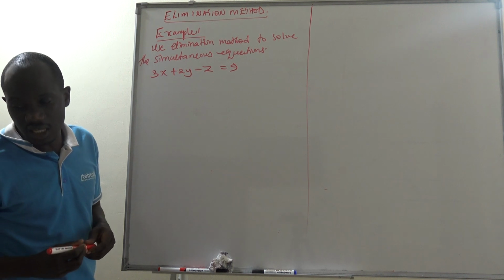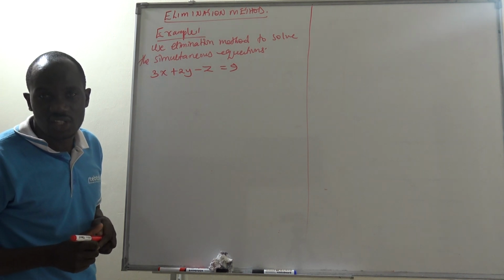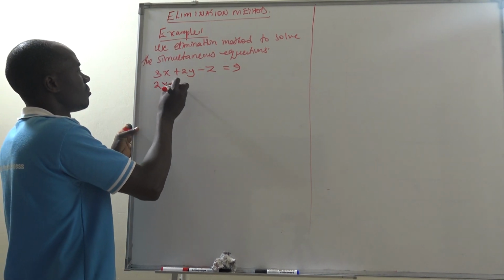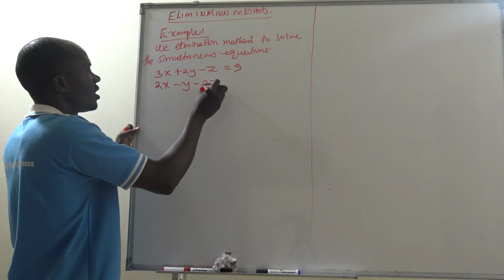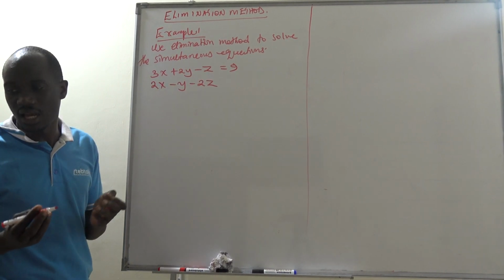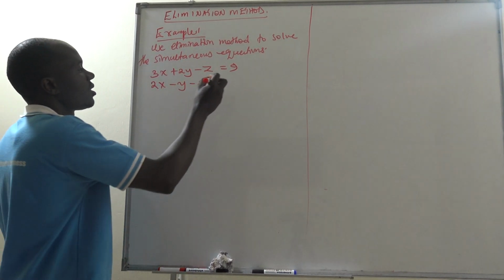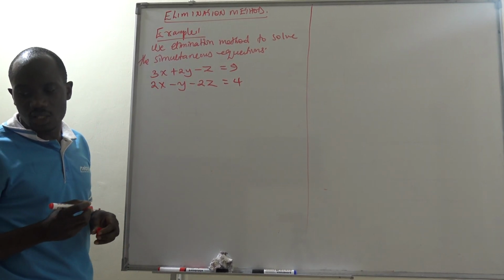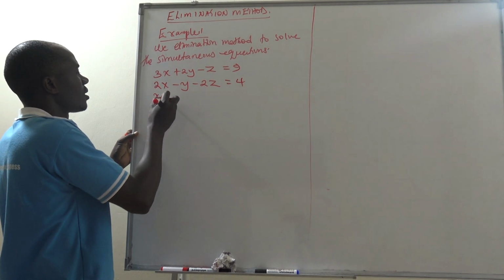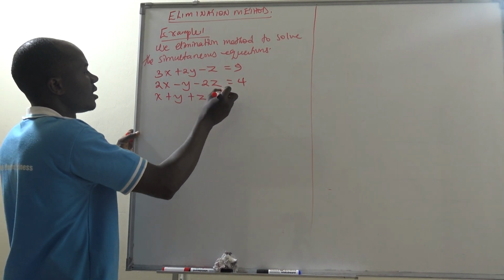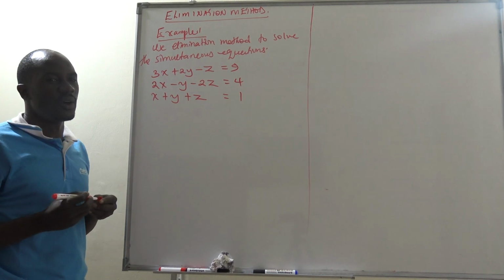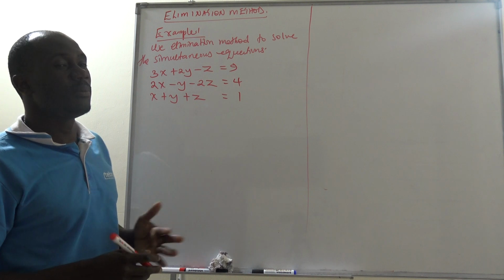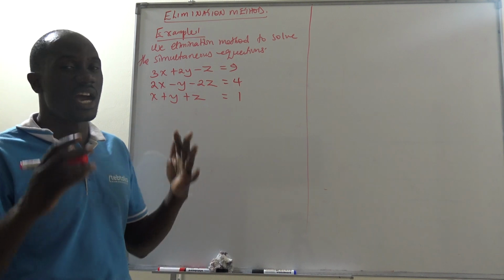Then the second one goes 2x minus y minus 2z equals 4. Then another one is x plus y plus z equals 1. You can see there are 3 equations, and all of them have 3 unknowns.